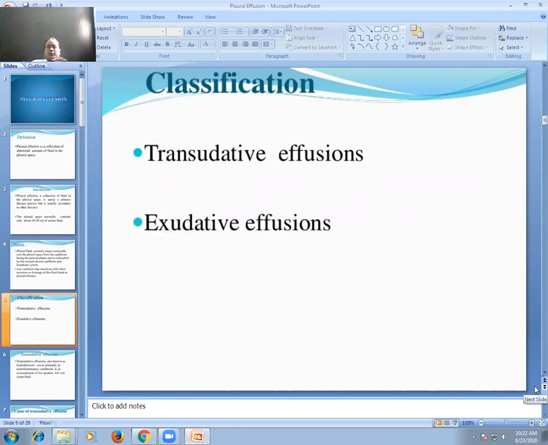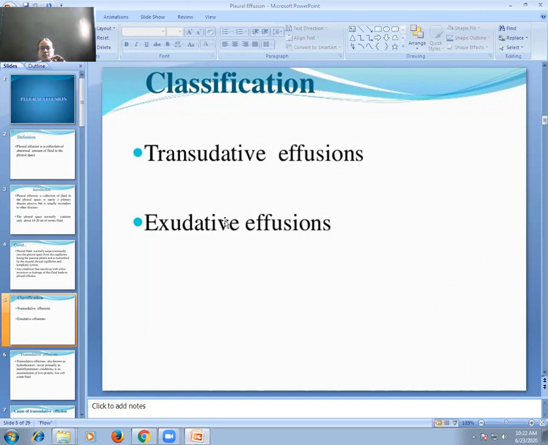Pleural effusion is of two types, transudative type and exudative type. Transudative type of effusion means the collection which is occurring has the same composition as that of plasma. Anywhere in the body, whenever there is abnormal collection of fluid, if the composition of that fluid is the same as that of your plasma, then it is transudative type of effusion.